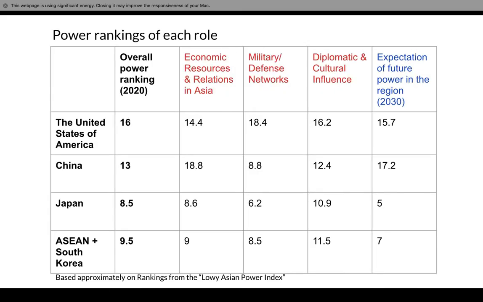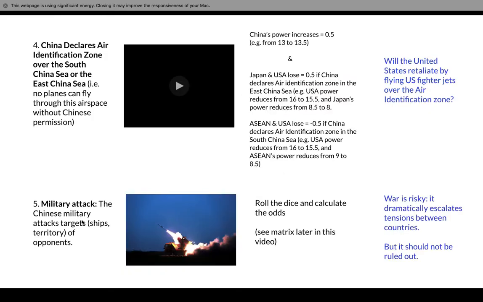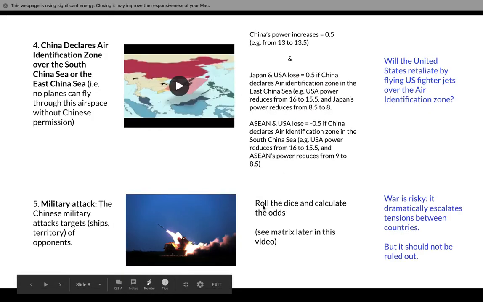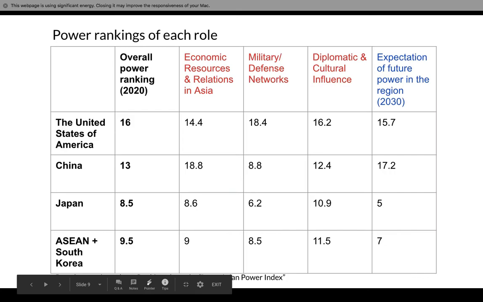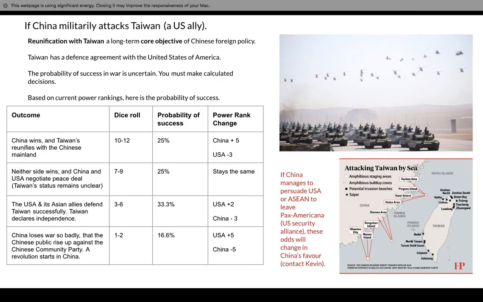So, if you decide to go to war, we spoke about rolling the dice, and we also spoke about calculating the odds. Based on the current balance of power within Asia, I've come up with a matrix of the likelihood of success of China winning Taiwan, like militarily attacking Taiwan, a US ally.